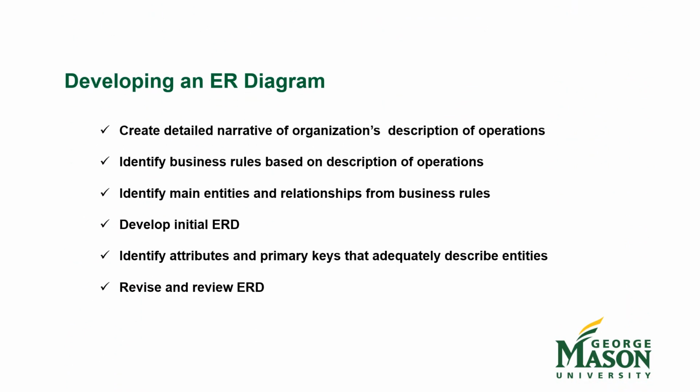Process of developing an ER diagram. Create a detailed narrative of the organization's description of operations. Identify business rules based on the description of operations. Identify main entities and relationships from business rules. Develop the initial entity relationship diagram. Identify attributes and primary keys that adequately describe entities. Revise and review the entity relationship diagram.